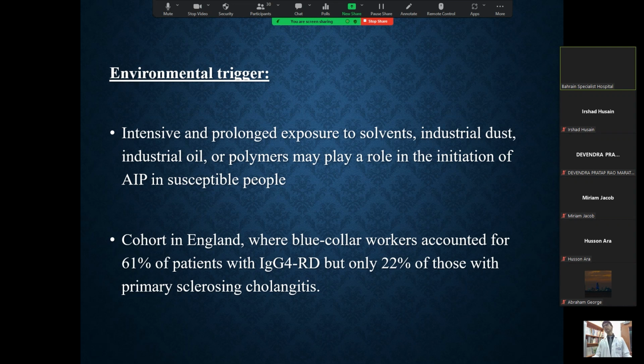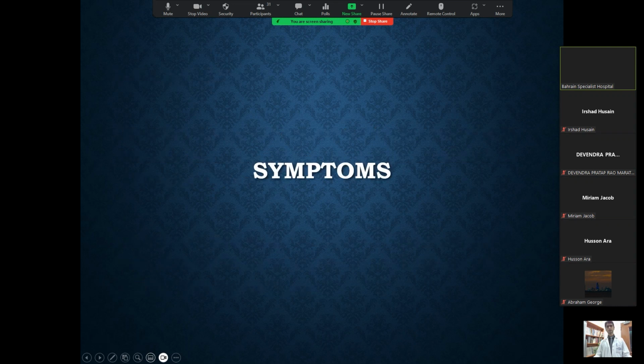There are different environmental factors which can also trigger autoimmune pancreatitis, like intensive and prolonged exposure to solvents, industrial dust, oil, and polymers. One study cohort in England showed that blue collar workers like manual workers accounted for 61% of the patients with IgG4 related disease, while only 22% were those with primary sclerosing cholangitis, which is a very close differential of IgG4 related disease. This indicates there are some environmental factors, especially in a particular group of agriculture and manual workers, who are more commonly affected.